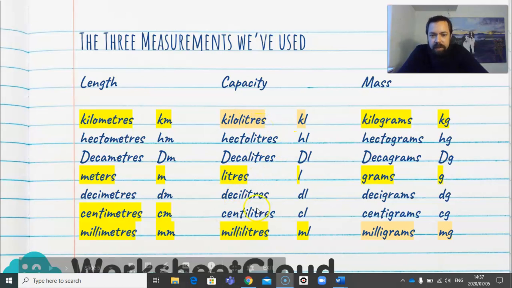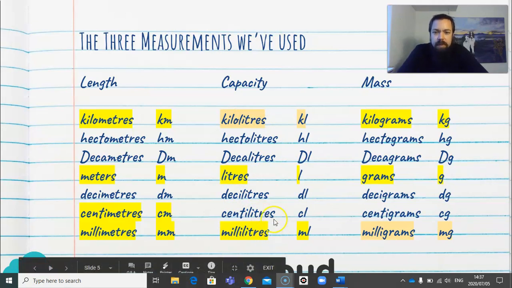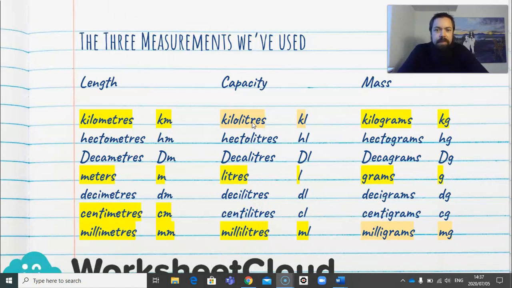Okay, so these two, liters and milliliters, are the ones we use most commonly, sometimes kiloliters. I mean, imagine if we tried to talk about how many liters were in a swimming pool. That would be crazy. Or how many liters of water in, let's not say the sea, because that's even in kiloliters, that would look ridiculous.